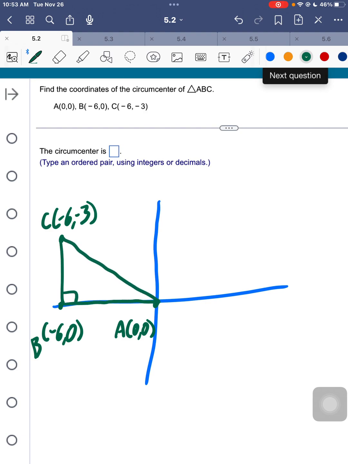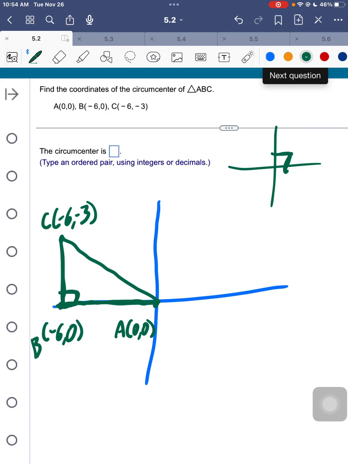How do I know that? Because I have a horizontal line at y equals 0, correct? And I have a vertical line at what? X equals -6. And what do I know about a horizontal line and a vertical line? They converge at a 90 degree. So I have a right triangle.